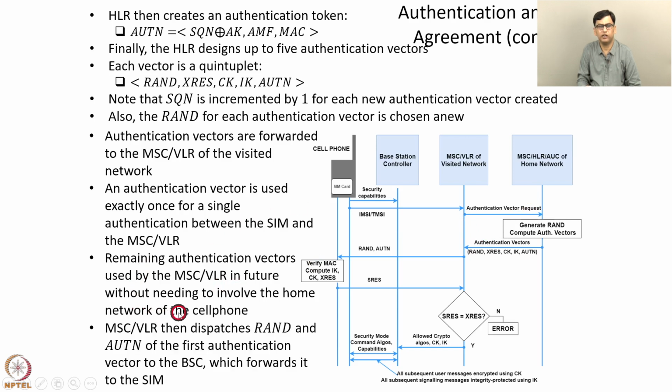The MSC VLR then dispatches RAND and AUTN of the first authentication vector to the BSC, which forwards it to the SIM. So that is shown by this arrow. The MSC VLR sends the RAND and AUTN to the BSC, which forwards it to the SIM card. So at this point, the values RAND and AUTN have reached the cell phone, in particular the SIM.